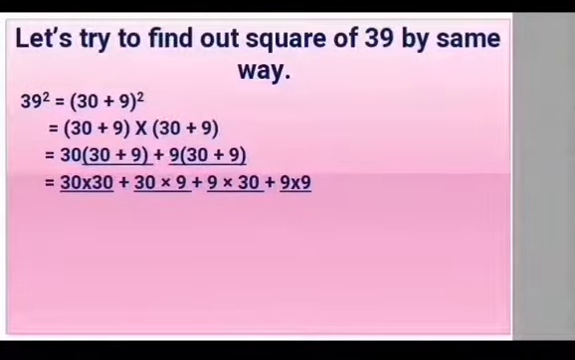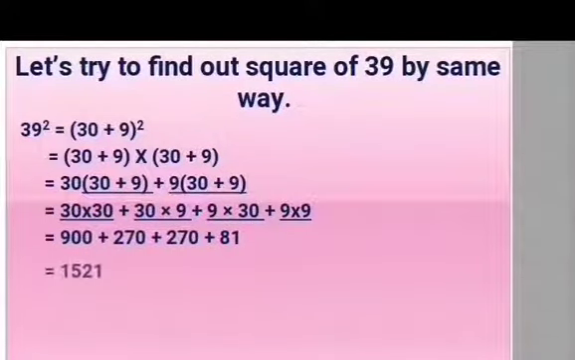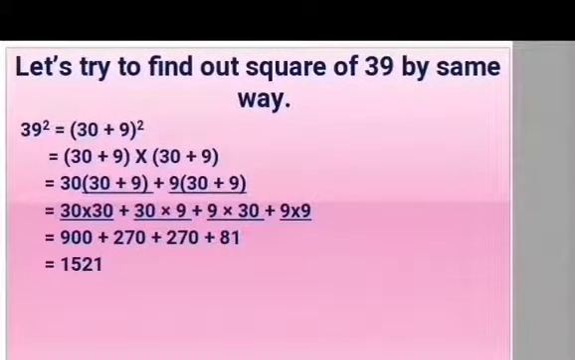In the next step, we'll again move for the distributive property. 30 with 30 and then 30 with 9. After solving it, I'm getting 900, then 270. Similarly, 9 multiplied by 30 is 270 and then 9 multiplied by 9 is 81. Therefore, the square of 39 is equal to 1521.